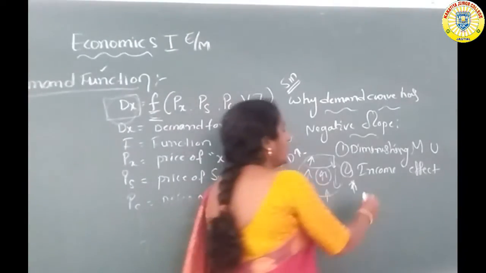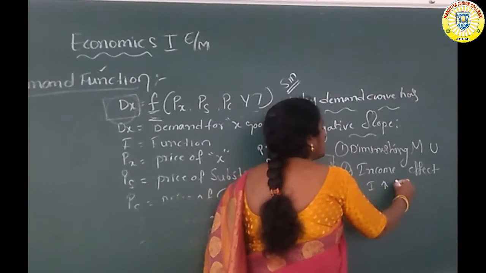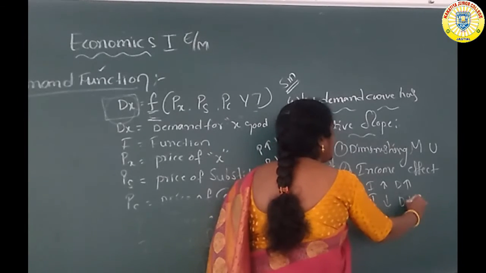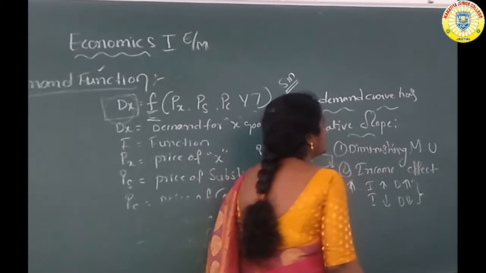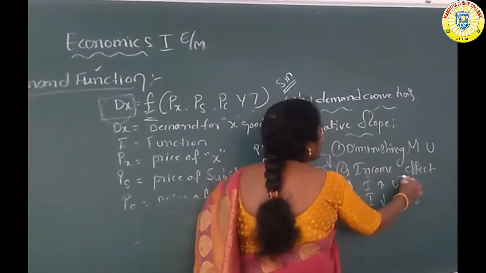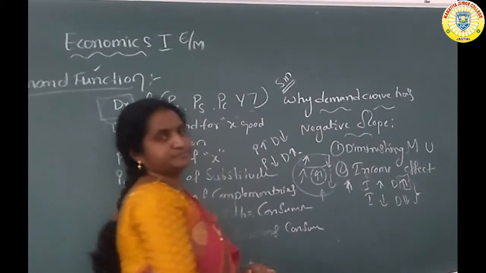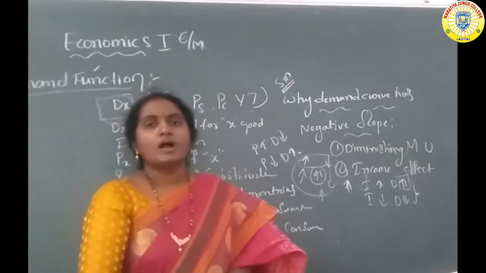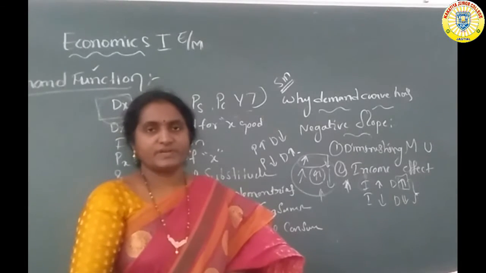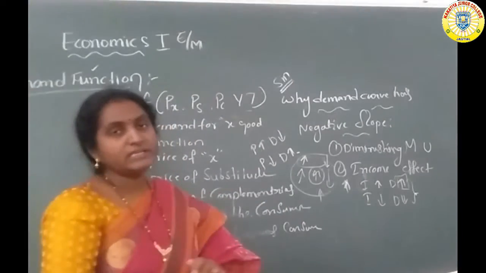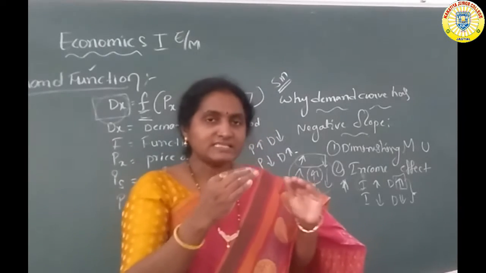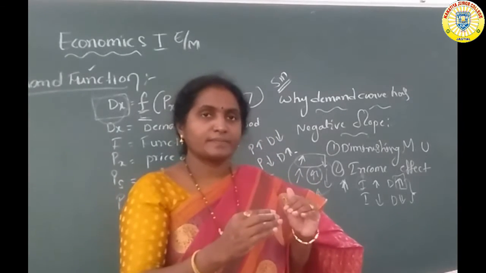So here, when the income level increases, demand also increases. When the income level decreases, demand also decreases. There is a positive relation. But here, when one variable increases, the other also increases, and when one decreases, the other decreases. In the case of superior goods and inferior goods, there is a lot of difference. And one more important thing here is the purchasing power of the consumer.